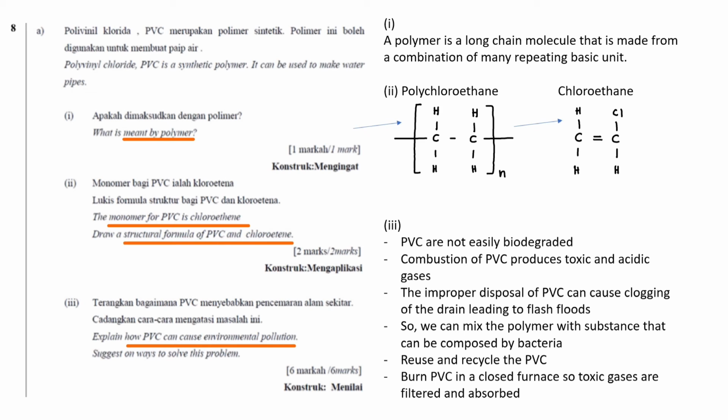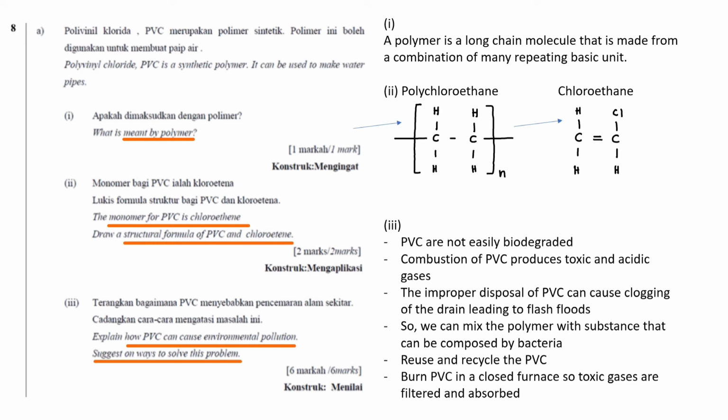Roman 3. Explain how PVC can cause environmental pollution, and suggest ways to solve this problem. PVC is not easily biodegraded. Combustion of PVC produces toxic and acidic gases. The improper disposal of PVC can cause clogging of the drain, leading to flash floods.